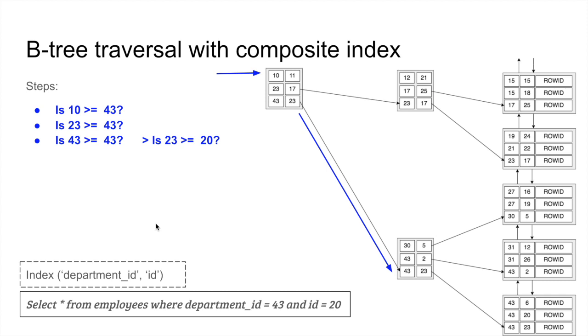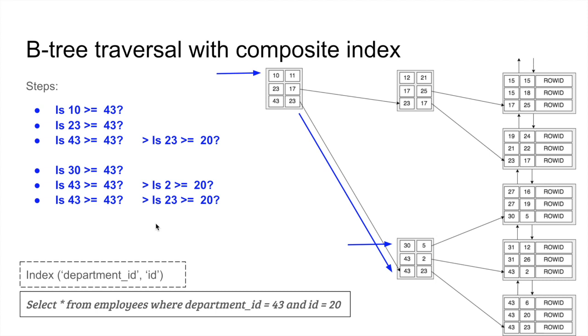There we start with the lowest value again, which is here. So the next evaluation is going to be, is 30 greater than or equals to 43? No, it is not. Is 43 greater than or equals to 43? Yes, it is. So here again, we still need to evaluate the value for the ID column. So the evaluation function goes as following. Is 2 greater than or equals to 20? No, it is not. So we go to the next value of the department ID column, which is also 43. We know that this is greater than or equals to 43. So here as well, we still need to do the evaluation of the ID column, which is the following one.